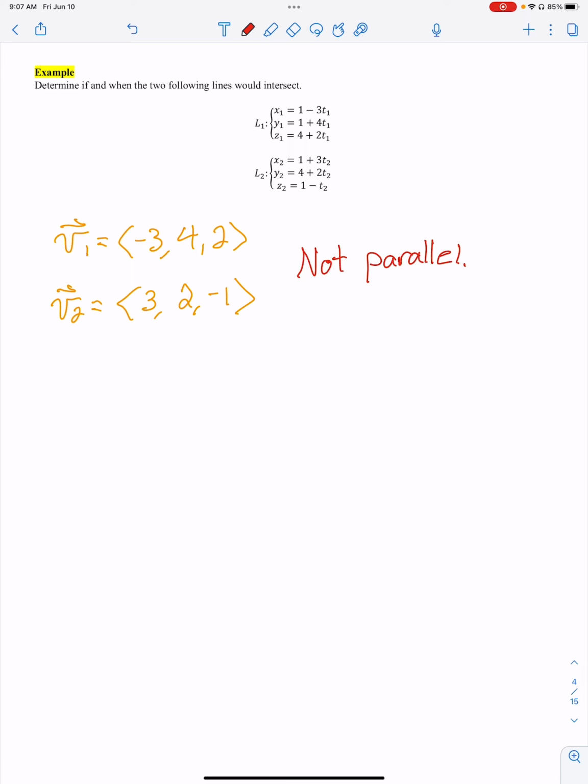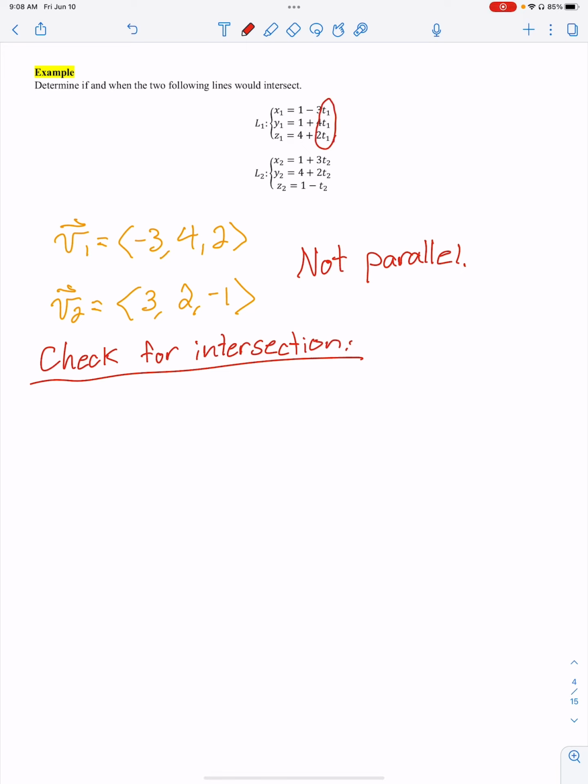Okay, so the next thing we're going to do, once we determine if they're parallel, is check for intersection. So what we're trying to find is some T1 and T2 such that when I plug them in, I get the same point on both lines. I would pick a T1, plug it in here, and it would give me some XYZ, then plug another T2 in there, and we want them to be the same XYZ.